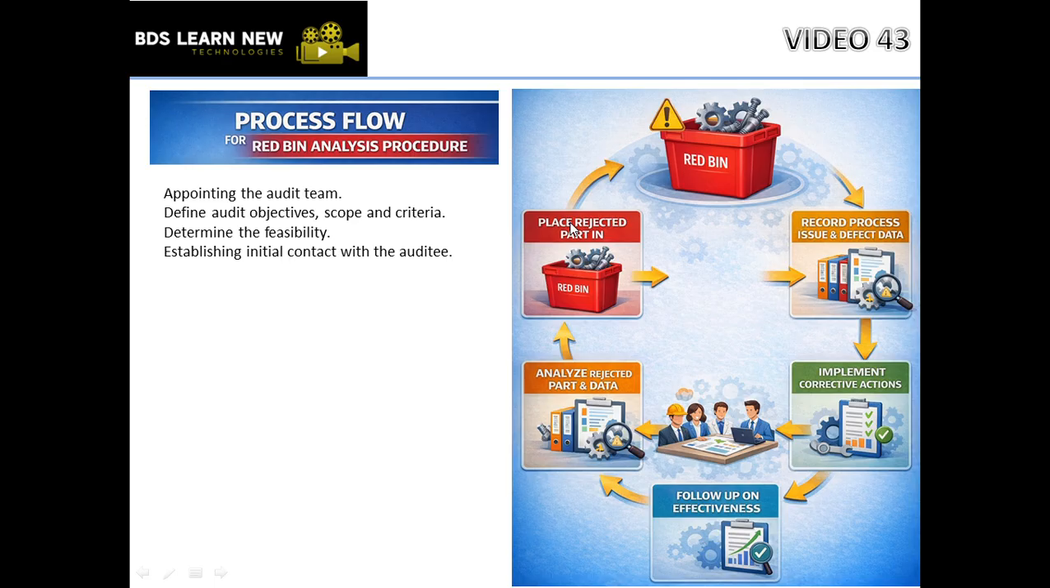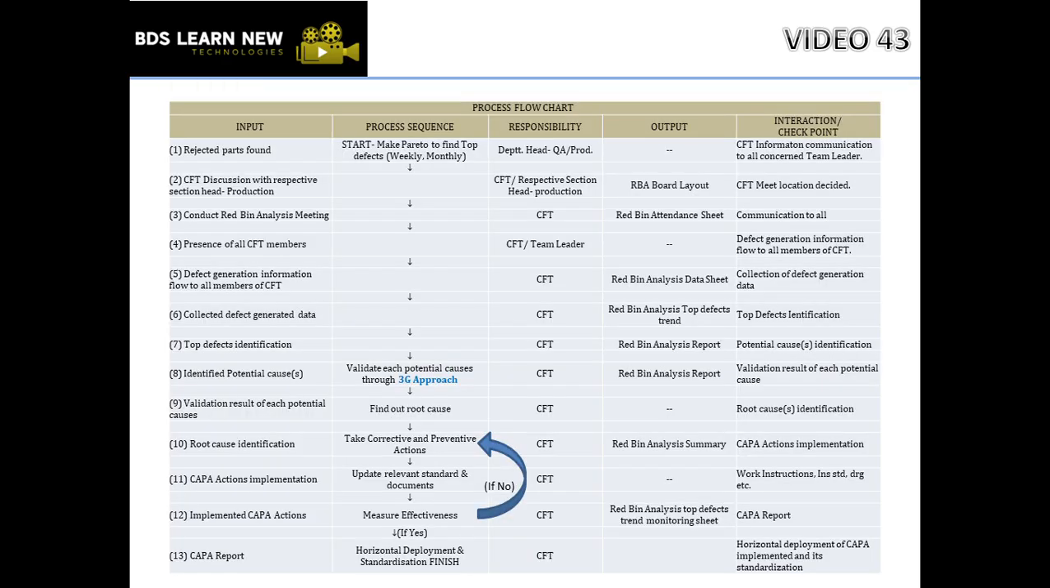Then what is the process flow for this? Appointing the audit team, defining audit objectives, scope and criteria, then determining the feasibility, then establishing initial contact with the auditee, right? Now this is the process flow chart for this red bin analysis.